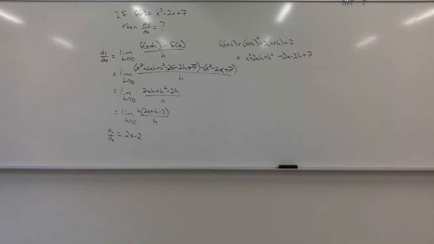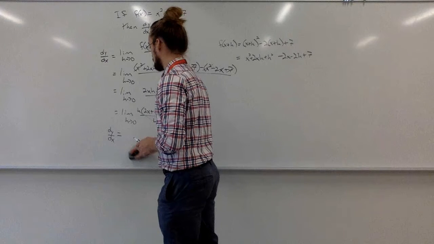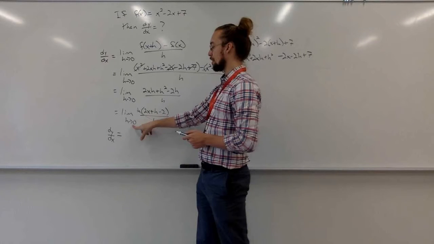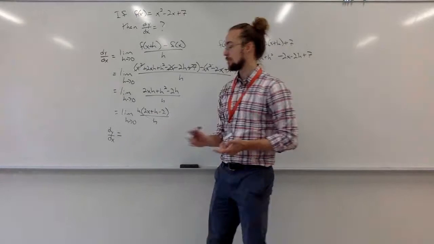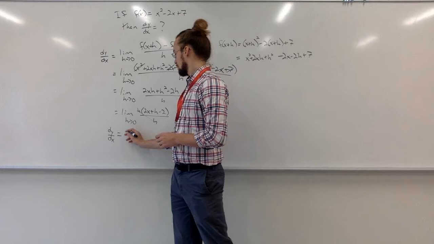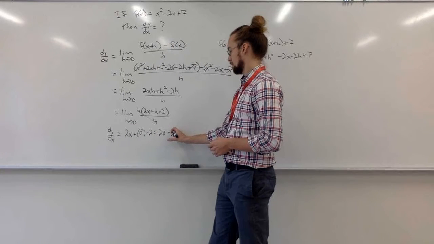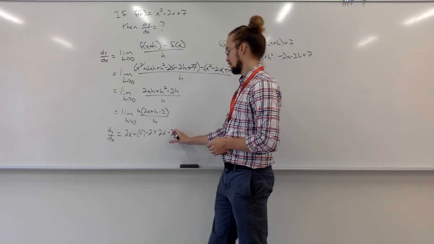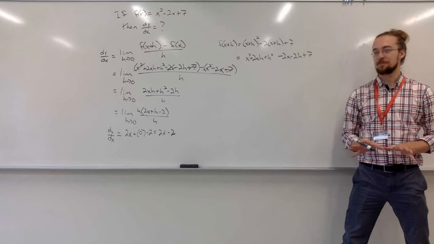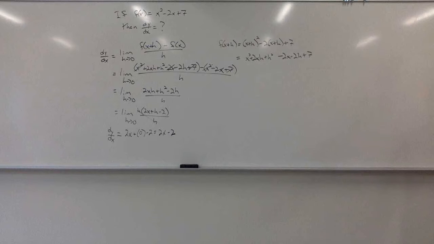So I guess I kind of skipped a step here. Once we get to this point where we're just left with 2x plus h minus 2, I am at a point where I can plug in 0 for h. So this is really 2x plus 0 minus 2. Good now? Alright. So any other questions on this process of finding a derivative?